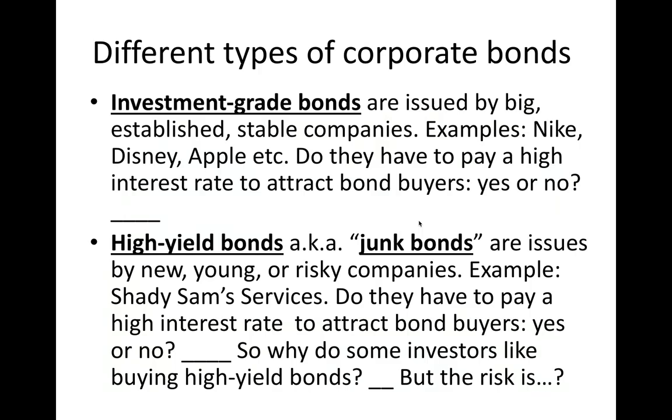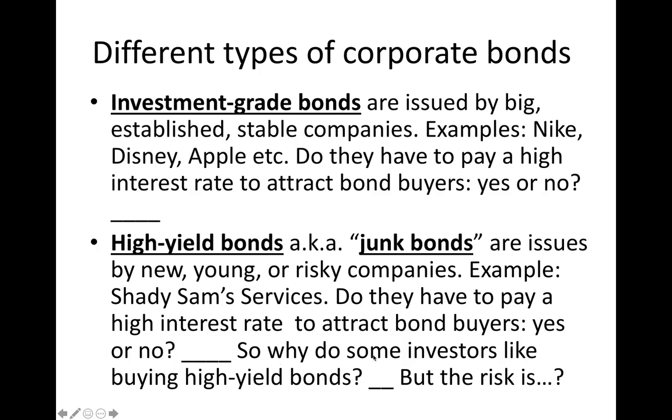There are different types of corporate bonds. Investment grade bonds are issued by big, established, stable companies such as Nike, Disney, Apple, etc. Do they have to pay a high interest rate to attract bond buyers? No, they don't. On the other hand, you have high yield bonds, also known as junk bonds. They are issued, that should be issued, that's a typo, by new, young, or risky companies. Example, Shady Sam Services. Do they have to pay a high interest rate to attract bond buyers? Yes, they do, because they might go bankrupt.